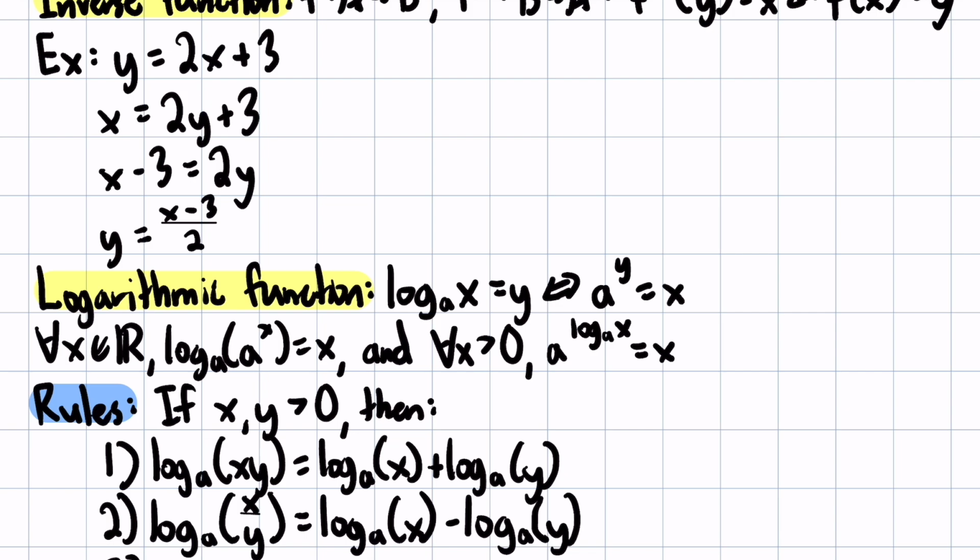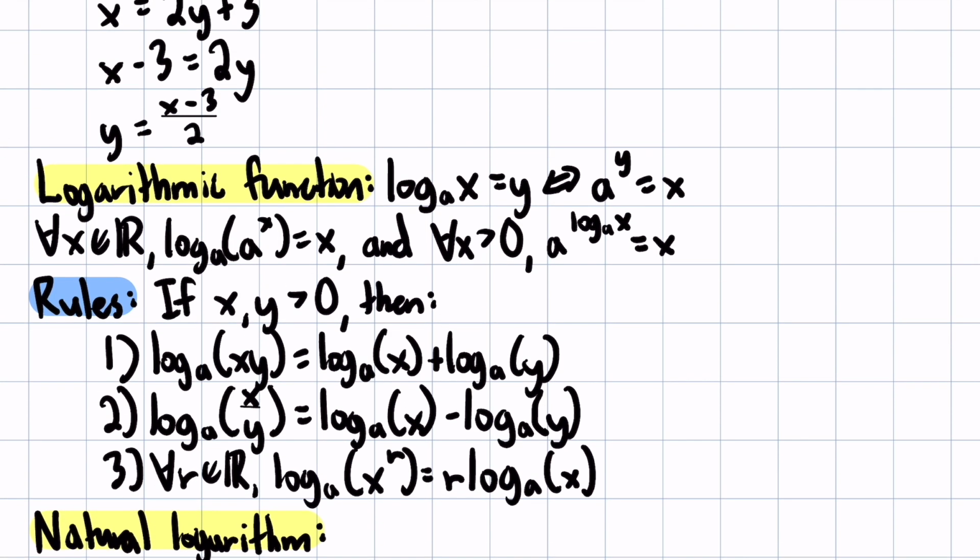Our final rule is that for all real numbers r, log base a of x to the r power is going to be equal to r times log base a of x. So basically, we can move a power down from the argument to be multiplied to the logarithm.